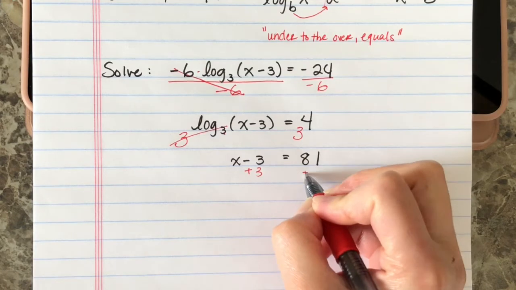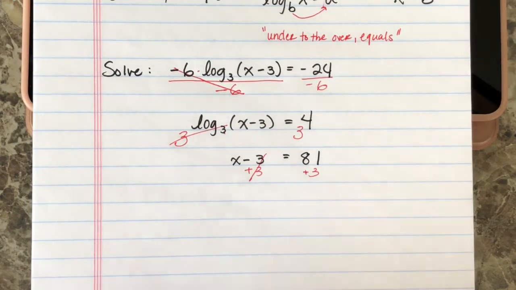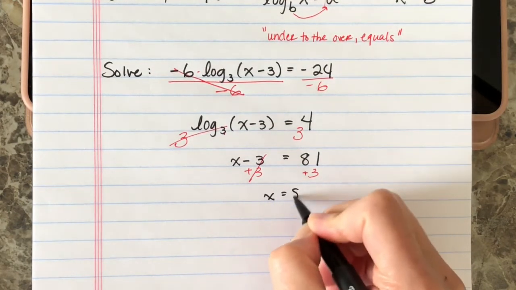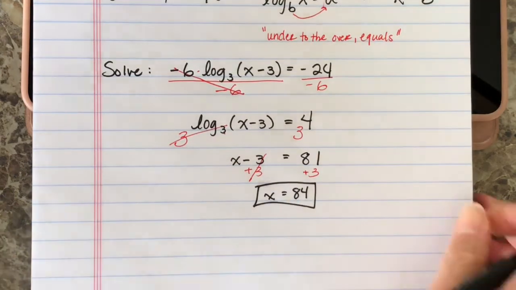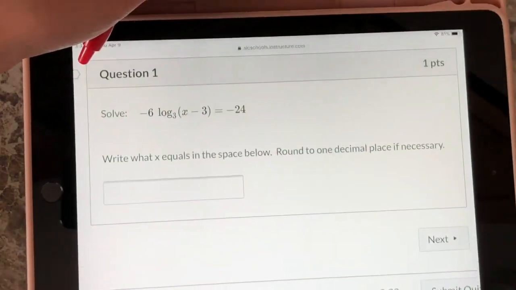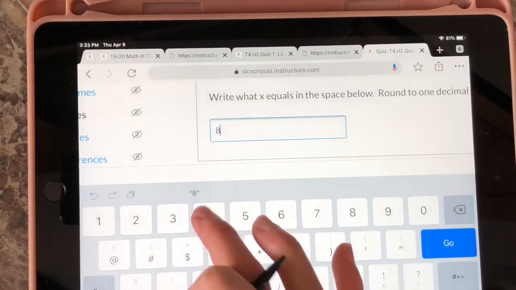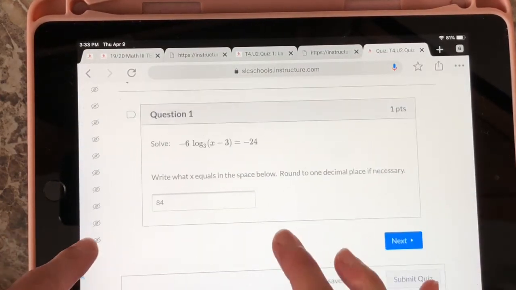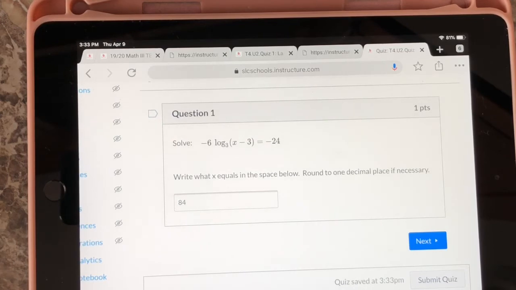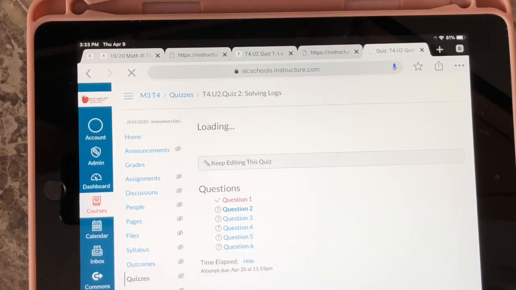Add 3 to both sides, and you get x equals 84. So on this question, you would simply write 84. You don't want to put the x equals, you don't really need that. You just type in 84 and then you go next to the next question.